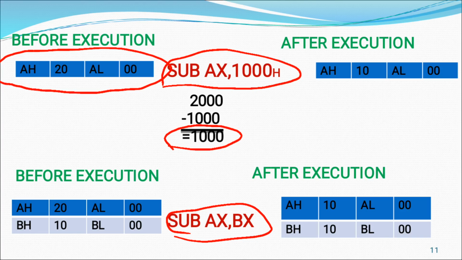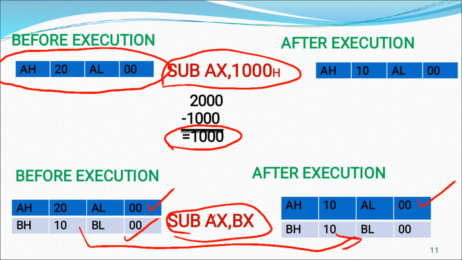Next, SUB AX comma BX. Here we are going to subtract the content of register BX from the content of register AX. Let us say the content of register AX is 2000 and register BX is 1000. After the subtraction of these two registers, the result will be 1000. The result is stored in the destination register AX, while BX remains the same. If two different registers are involved as source and destination, the source register always remains the same after the execution of any instruction.